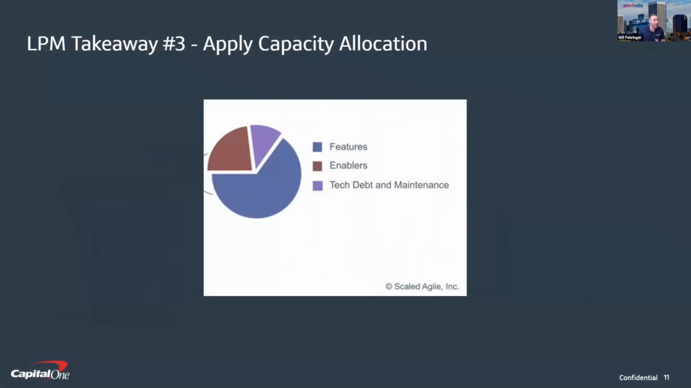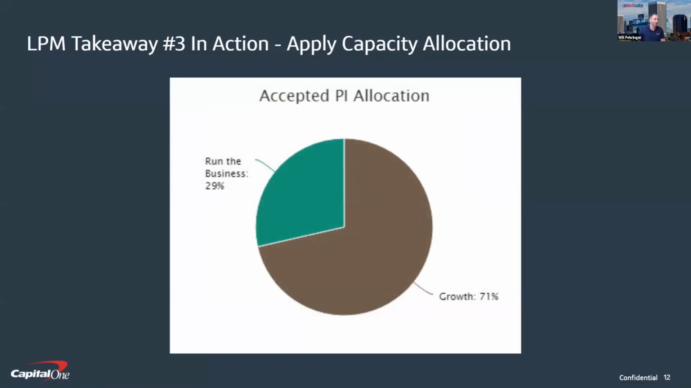This shows how SAFe visualizes the concept. SAFe recommends, as a generic example, here's how much capacity we're going to spend on features, which provide new benefits to end users. Here's how much time we're going to spend on enablers that set up future value but don't provide immediate value. And then this small little slice here for tech debt and maintenance, which I'm just happy they're spending any time on. But here's how we visualize it in our sample portfolio.